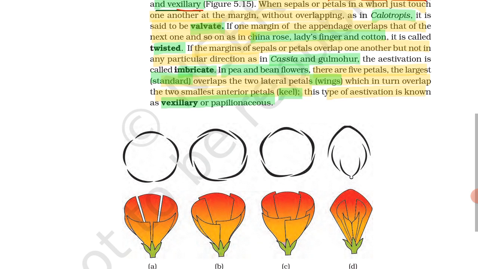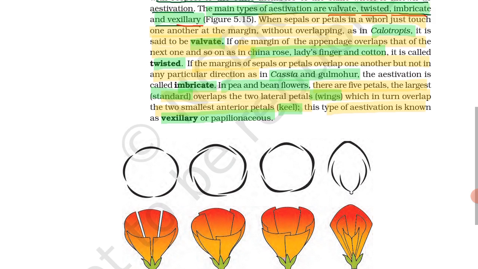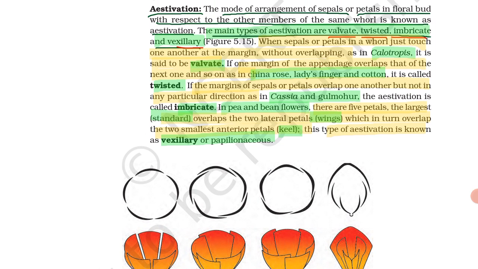So see the diagram here. The petals or sepals are arranged in a circular manner. The petals and sepals in the whorl just touch one another at the margin without overlapping. So see, the petals and sepals are arranged in such a manner that they do not overlap.